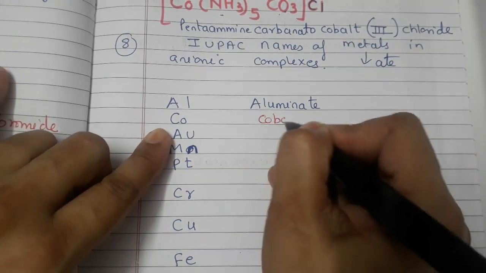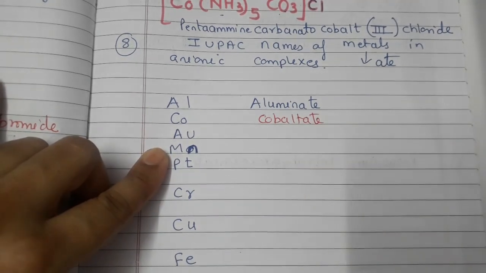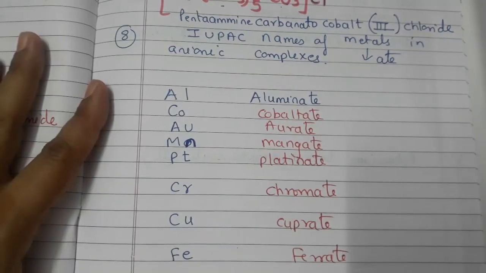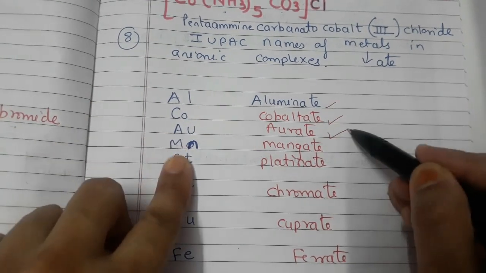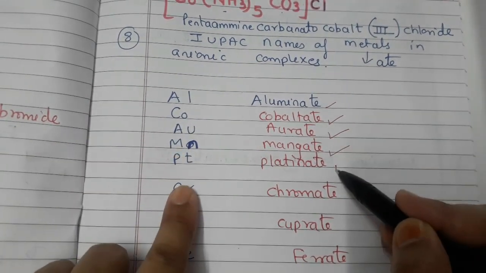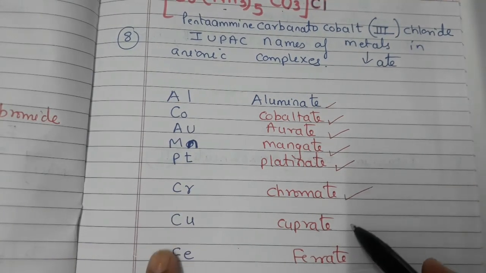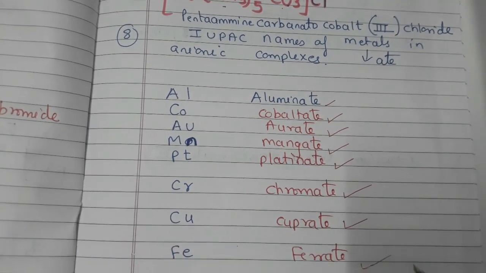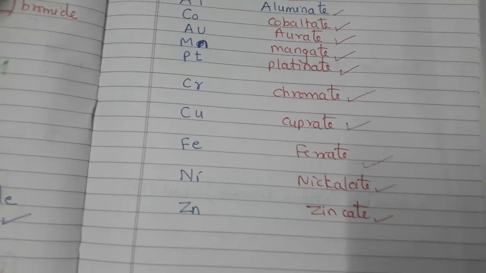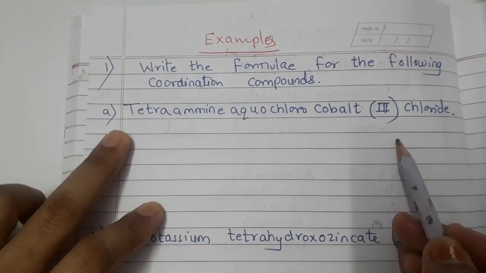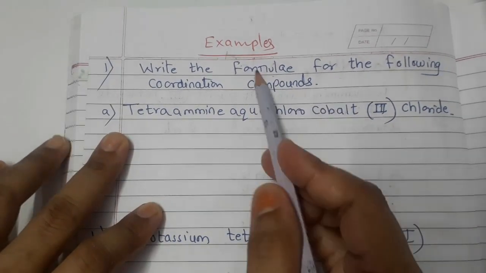It is cobaltate. So as you can see that I have written here, it is aluminate, it is cobaltate, it is aurate, it is magnate, it is platinate, it is chromate, it is cuprate, it is ferrate, it is nickelate, and it is zincate. Now we have names over here and let us try to write the formula.